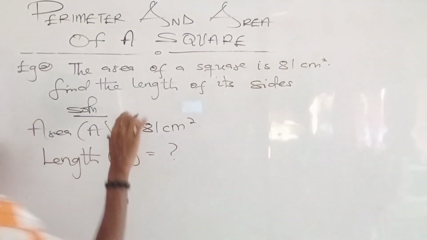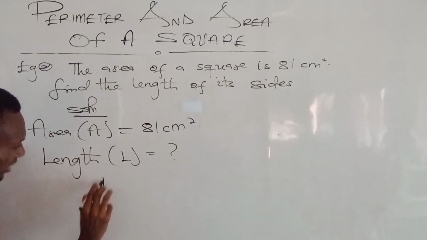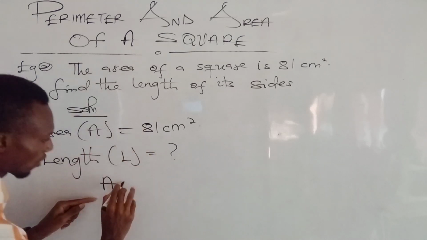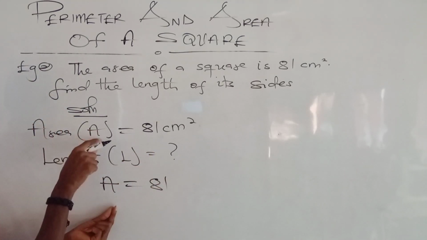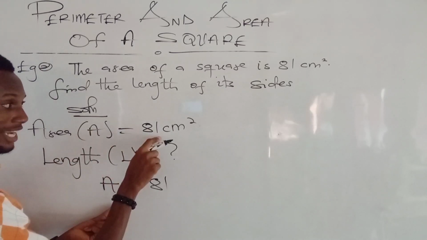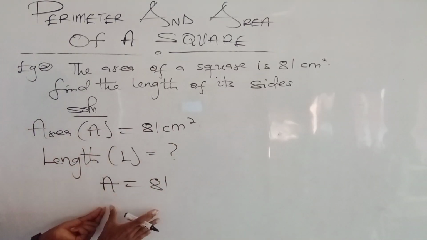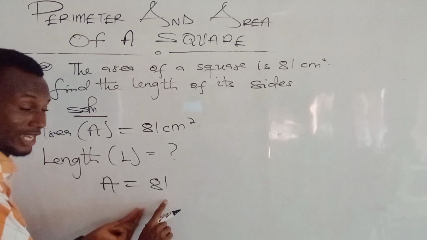So now let me write my area. We have been given the area equals 81. Here it is. We have the area, in brackets A, equals 81 centimeters squared. So just write it again: your area is equal to 81.